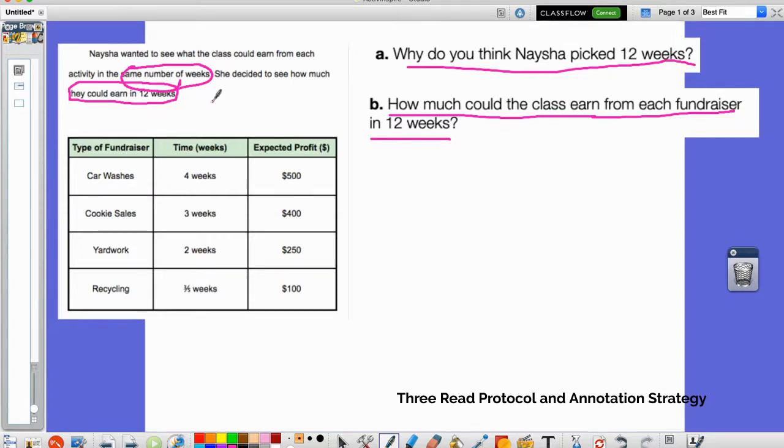So pause right here. We just circled the important information. This is also important, but I'm not going to circle it. And we underlined the questions. Okay, circling, underlining. Now we're ready to go, and we're actually going to solve. We're actually going to do a little bit of B, which will help us understand A. Okay, so how much could the class earn from each fundraiser in 12 weeks?